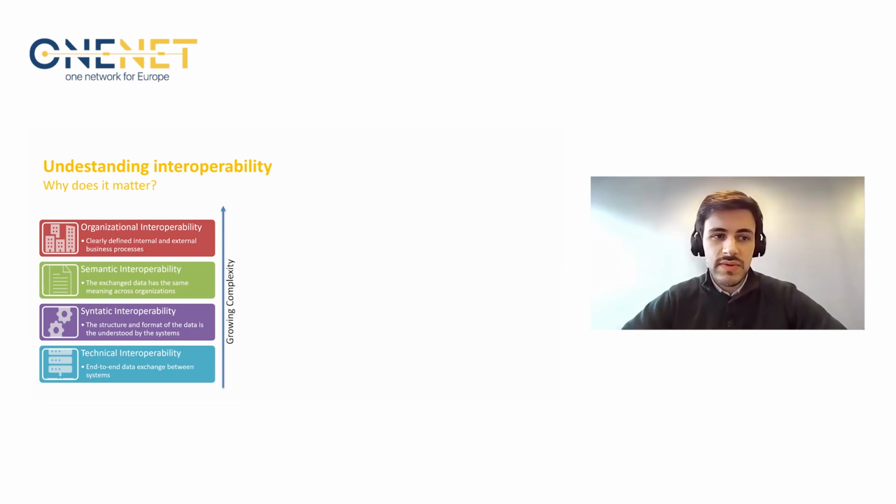If we go a level up, we have semantic interoperability. At this level is where things start becoming a bit more interesting, because the exchanged data has the same meaning across organizations. At this level, the systems know automatically what the meaning of the exchanged data is. There is no room for double meanings of what we are talking about. At this level is where the information models and data models play a role.